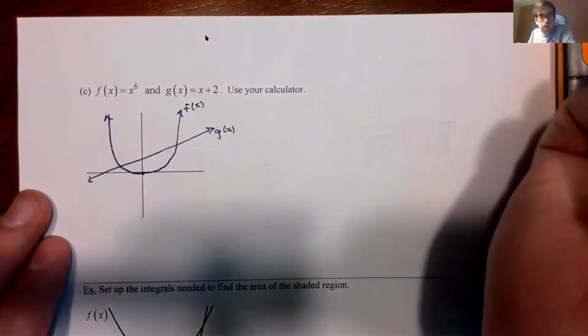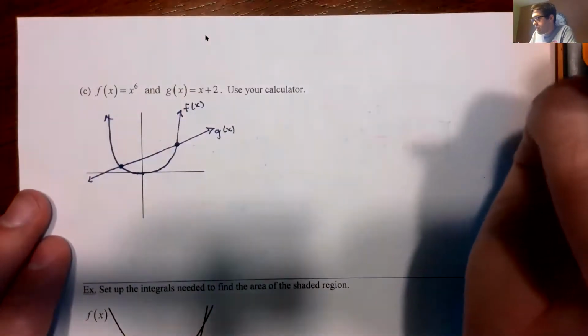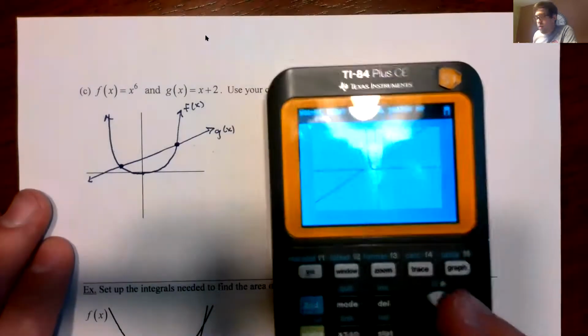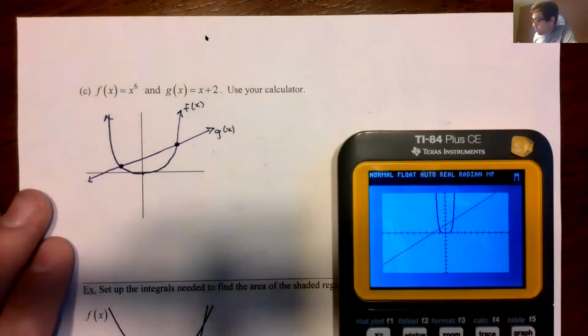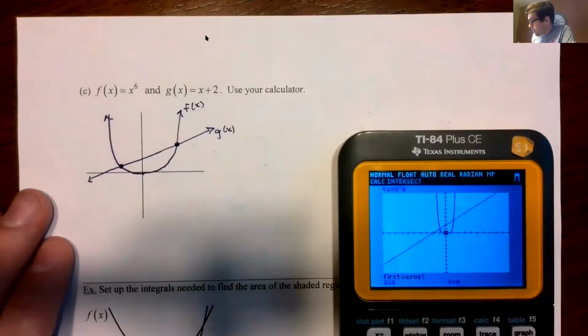The reason I'm not really worrying too much about this is because we are going to find the ordered pairs of the intersection points using the calculator, not based off of our graph this time. So on the calculator, I'm going to go to second trace, number 5, intersect, and I'm going to find the intersection of both curves. So the first one is at negative 1, comma 1.